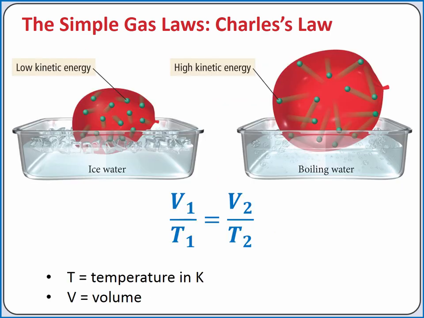We can represent this relationship mathematically using the equation V1 over T1 equals V2 over T2, where T is the temperature in Kelvin and V is the volume.